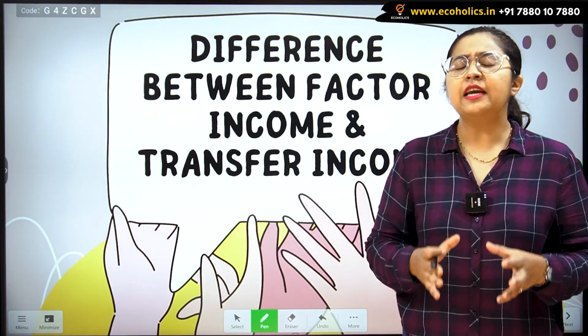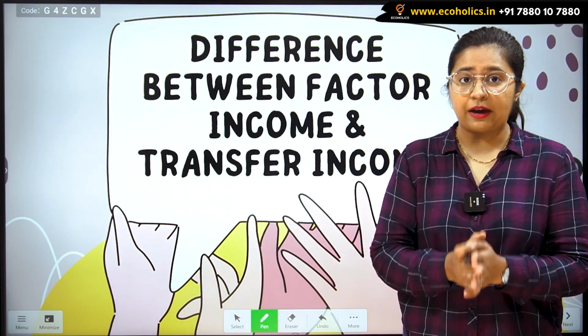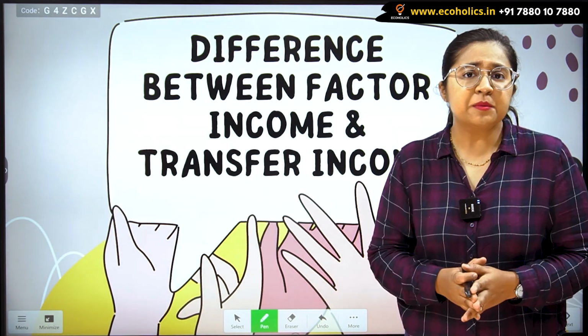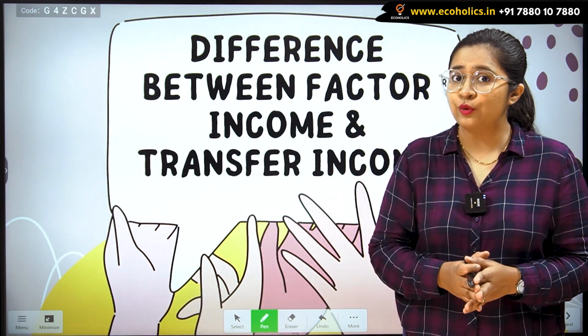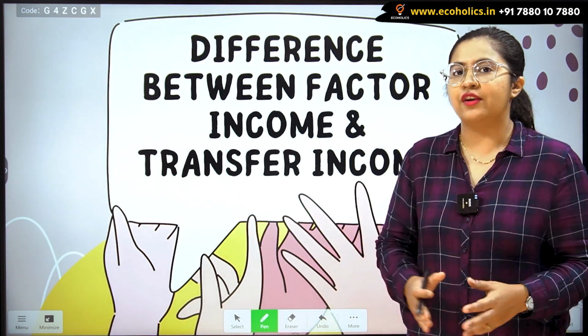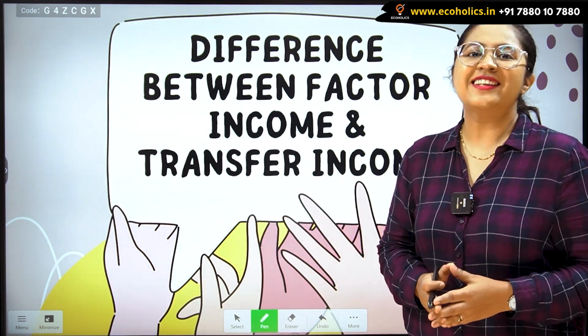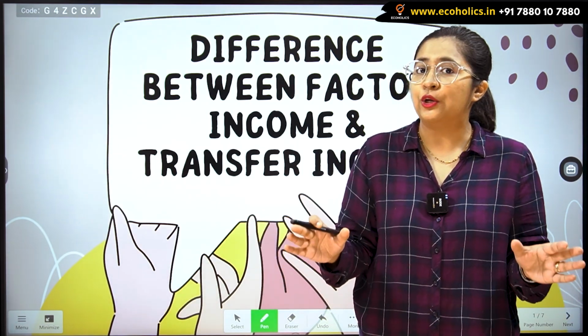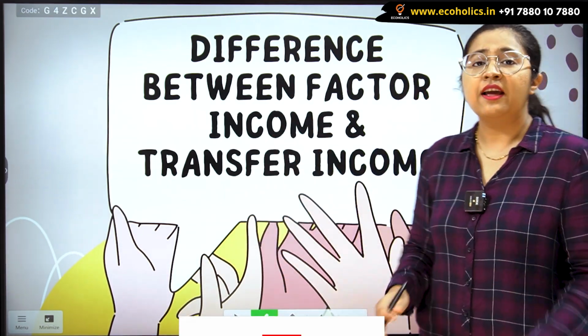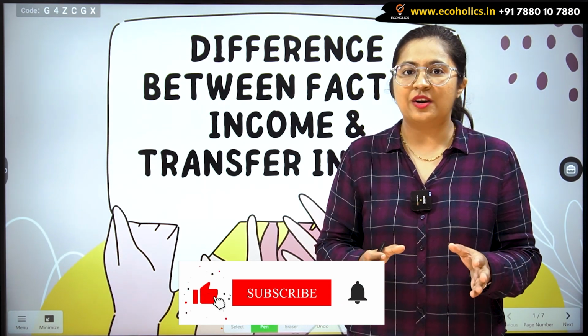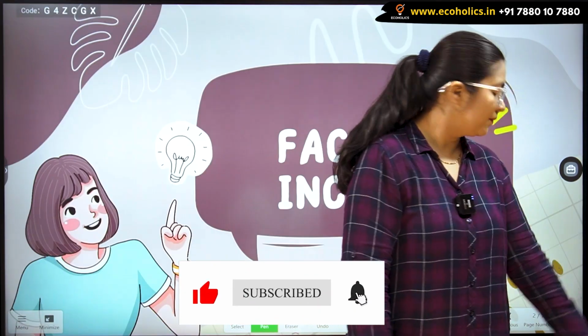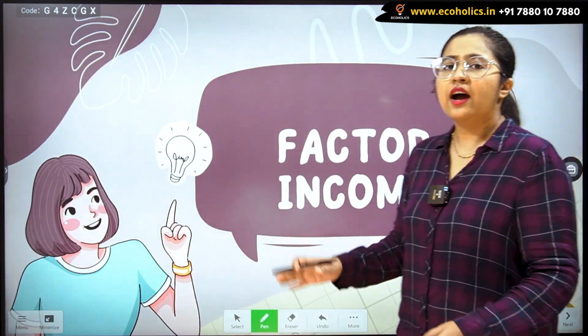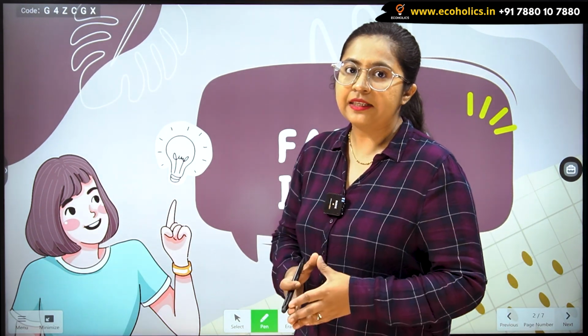This is a very important concept related to macroeconomics, and in many competitive examinations and interviews, this question is often asked. So today let's understand in very simple language and in very simple economics the difference between factor income and transfer income. Let's first start with the concept of factor income.